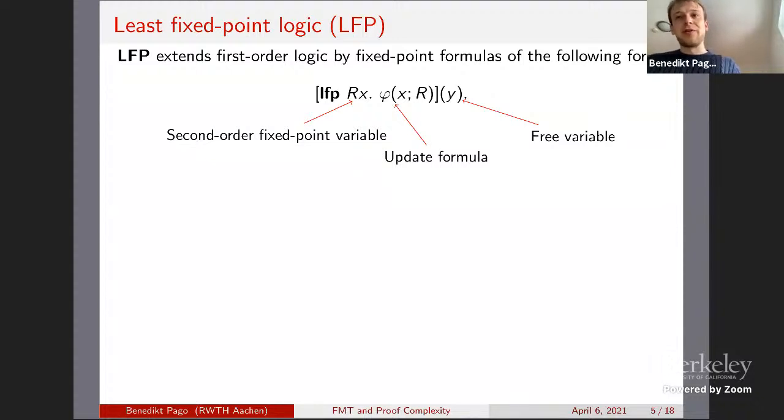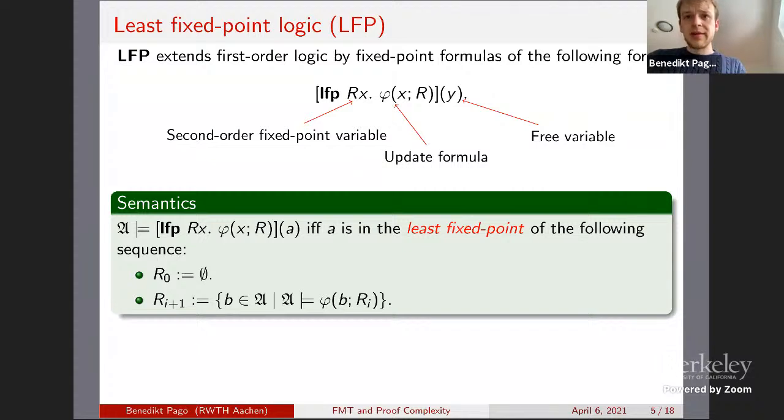And then evaluating a fixed point formula means that we have to form this fixed point, which is a sequence of subsets of the universe. And there is this update formula phi, which says how to update this fixed point in each step. So more precisely, the semantics is this. If we have a structure A and an element small a from the universe, then this satisfies such a fixed point formula if and only if this element a is in the least fixed point of this sequence. The sequence starts with the empty set as the value of R, and then the value of R i plus one is always the set of all elements in the structure which satisfy the update formula with respect to the previous stage of the iteration. And I'll also show an example in a minute.